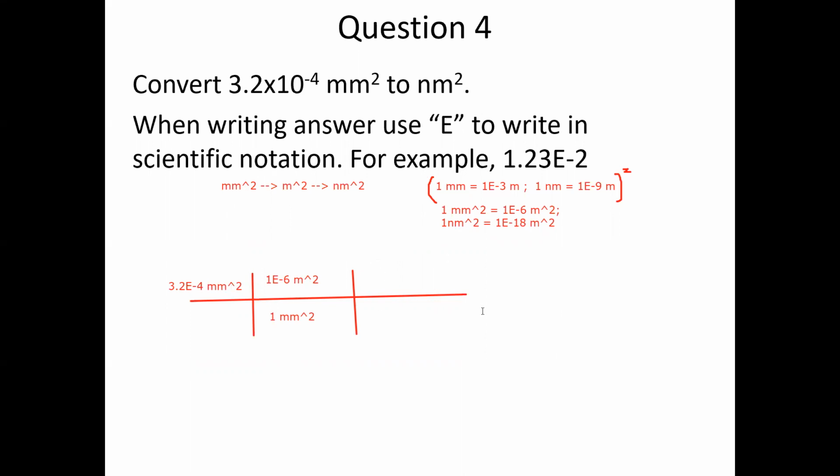Then in our next set of empty train tracks, we want to go from meters squared to nanometers squared. And then again to the top left, you see we have the meters squared. So in that conversion, meters squared goes on the bottom, and nanometers squared goes on top.